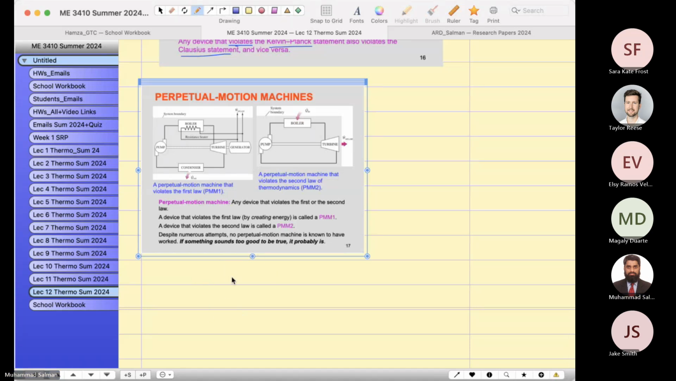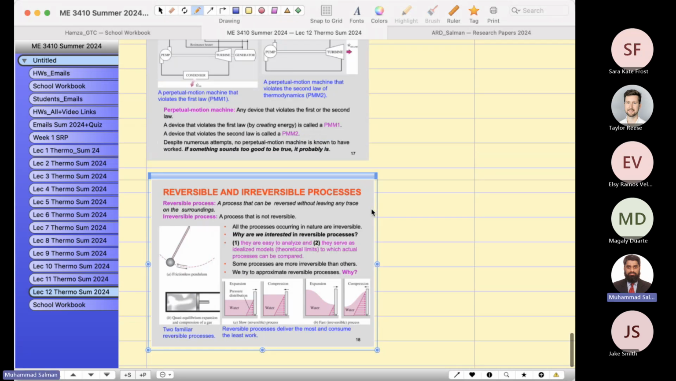So perpetual motion machine, any device that violates the first or the second law. A device that violates the first law is called perpetual motion machine of the first kind, PMM1, and one which violates the second law is PMM2.